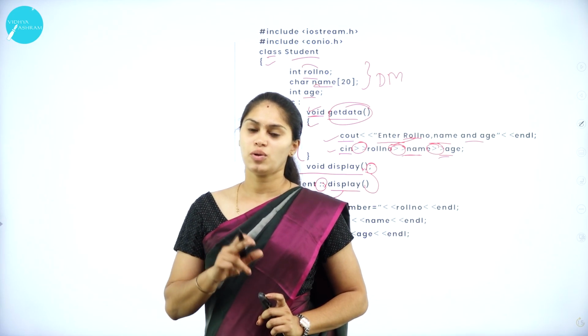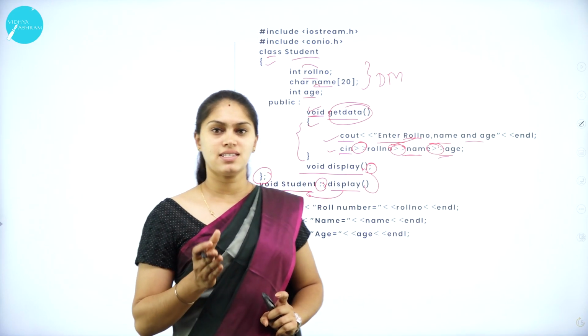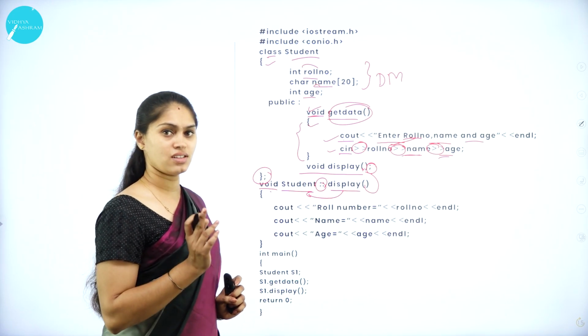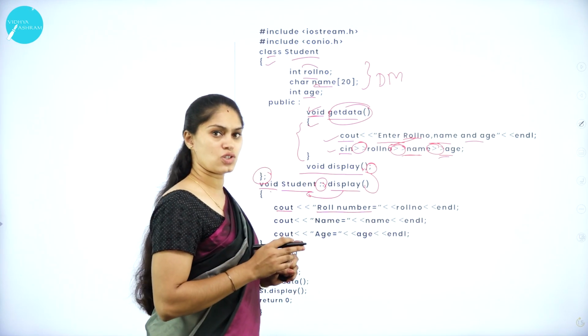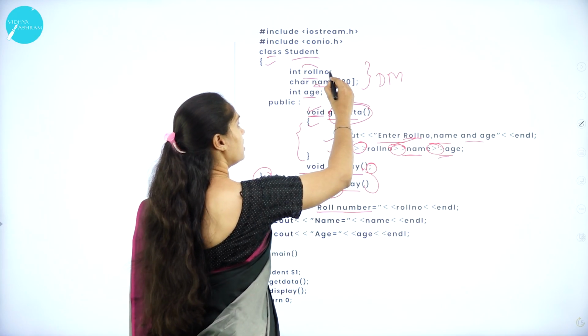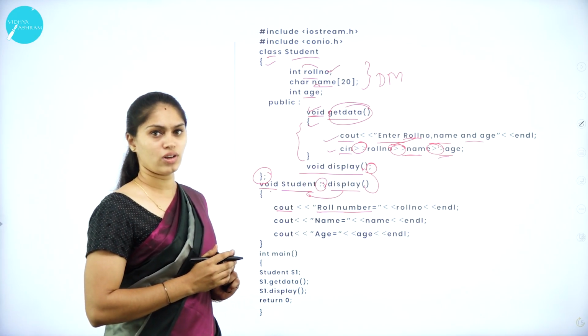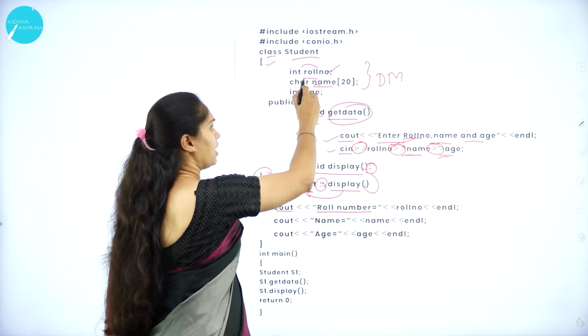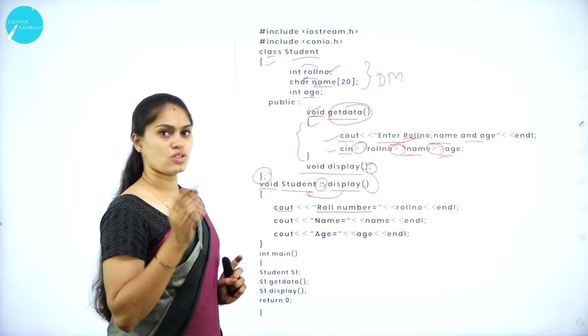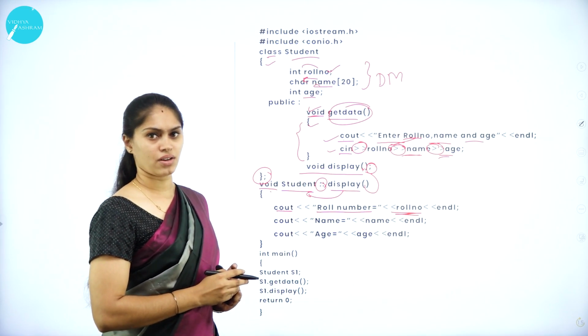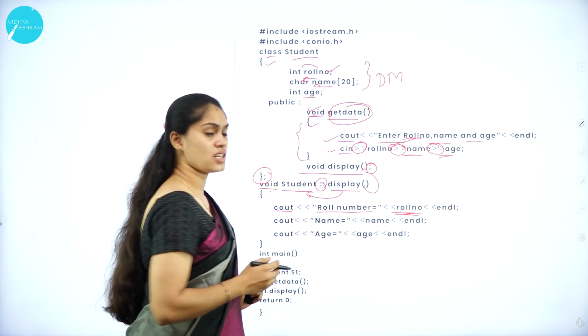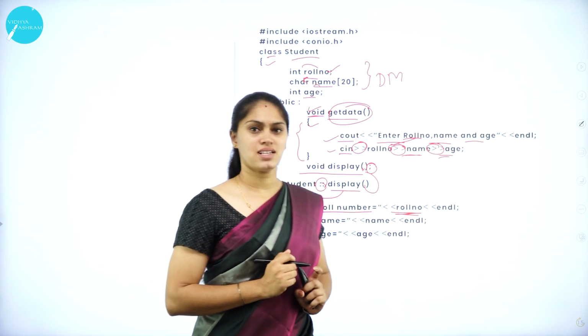I have taken roll number, name and age. In the same way I am going to display by using cout statement. So cout roll number, where the value of this roll number is stored, that is in the variable called roll number. If it is capital R while I am declaring, you have to use the same way in this cout statement. If it is within the double quotes, then that will display as a statement.